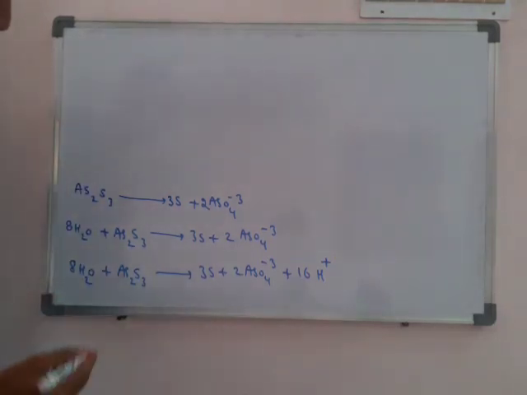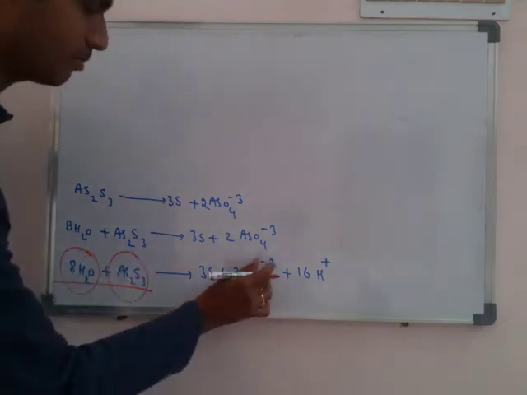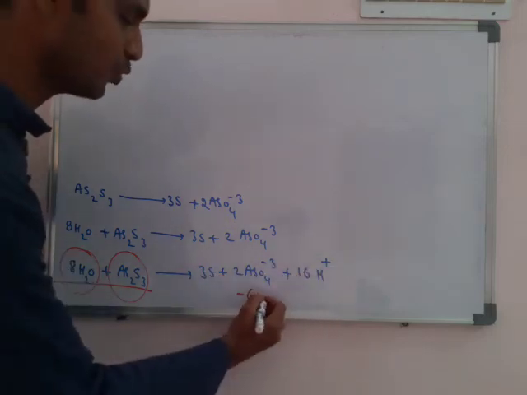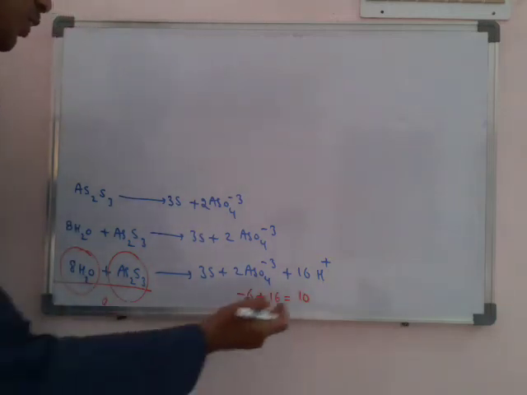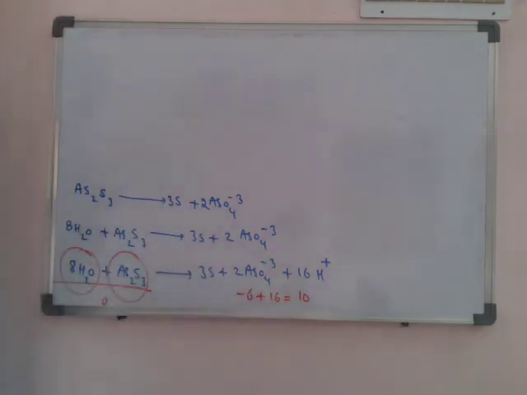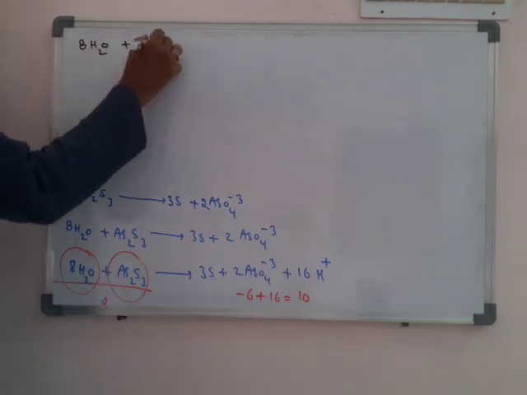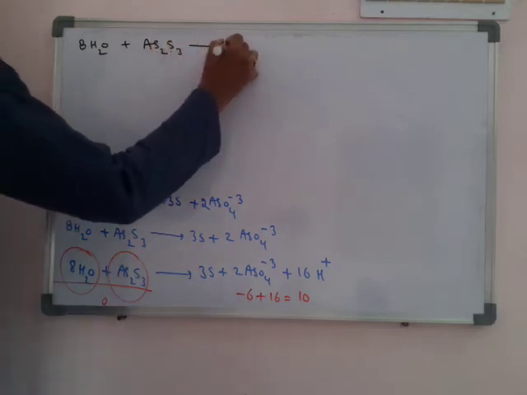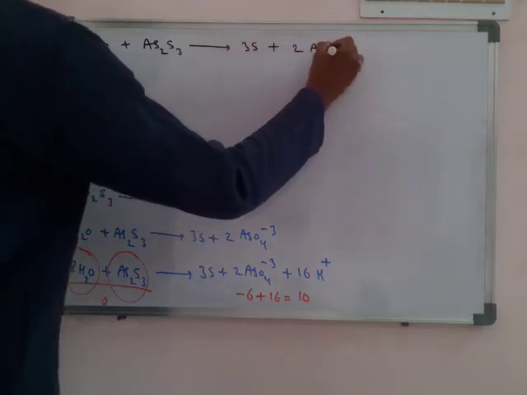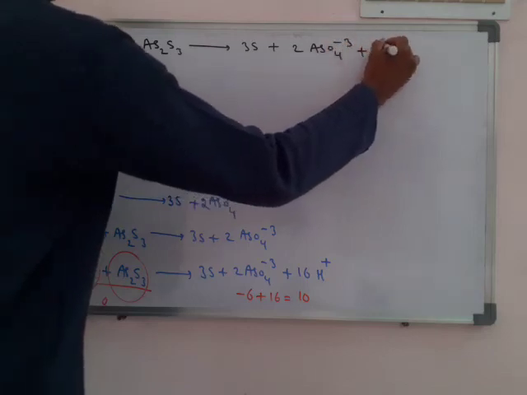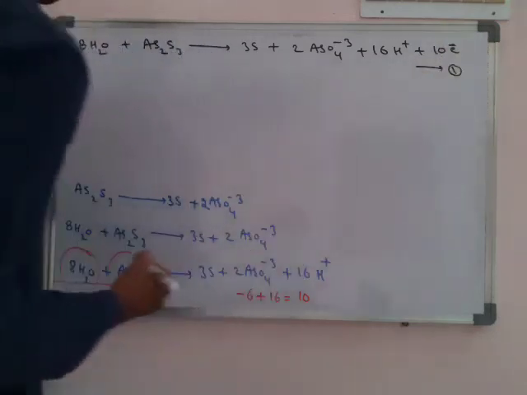What is the charge on the total left side? On the left side the total is 0. Here minus 3 units, 2 of them is minus 6, and plus 16 units, so total it is plus 10. Here 0 charge, here plus 10 charge. So 10 units extra, so here we need to add 10 electrons. 8 H2Os plus As2S3 gives the products. Say it is equation 1.